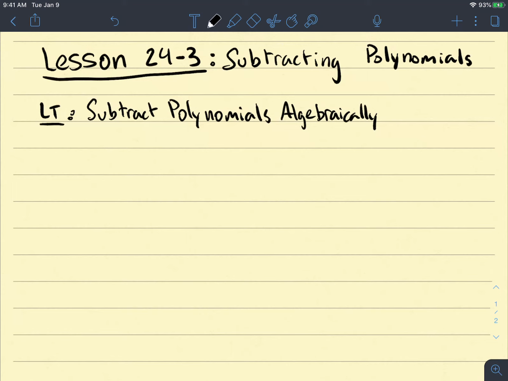All right, so today we're going to be going over lesson 24-3. What's 24-3? Subtracting polynomials. Our learning target, as obvious as it is, is to learn how to subtract polynomials algebraically. If you can get away with this, then we're good. We're in the clear. Today's lesson is going to be shorter. This lesson, anyways.